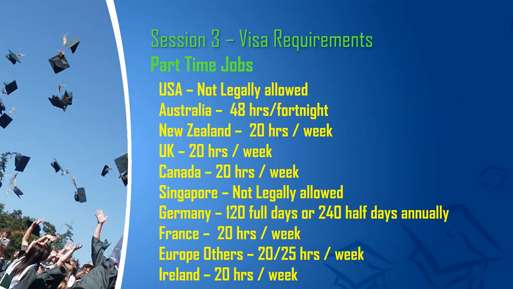Part-time jobs in different countries. US, not legally allowed. Australia, 48 hours per fortnight. New Zealand, 20 hours per week. UK, 20 hours per week. Canada, Germany, France, others, all 20 hours per week, except for Singapore and US, where you're not legally allowed to work part-time. Okay.